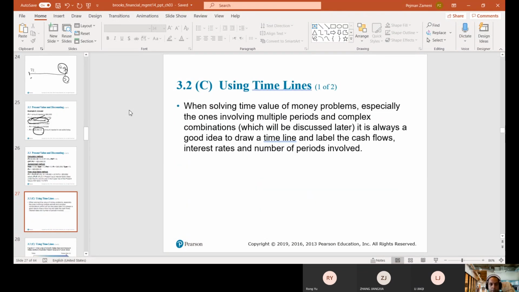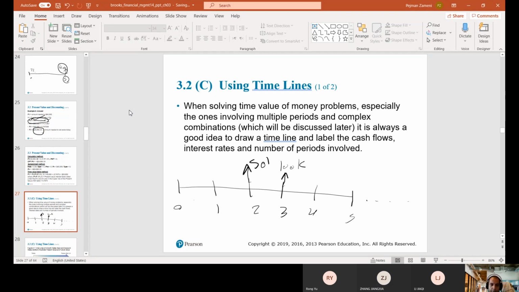Okay, another most important thing for you always is to draw a timeline. See, what I draw is called a timeline. Whenever you want to do any finance question, you always draw the timeline. Year 0, year 1, year 2, year 3, year 4, year 5, it depends on the question. And if you have any values, you write all the values, okay?